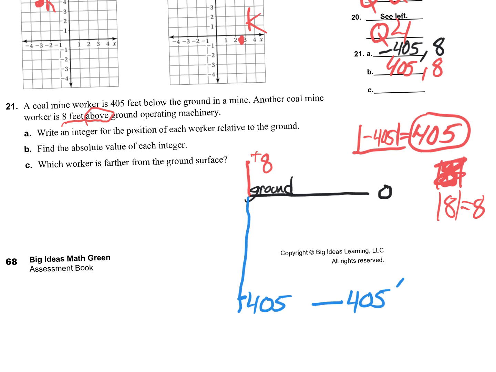Okay, last question. Which worker was farther from the ground surface? So if we look here, this worker is only 8 feet away, and this worker is 405 feet away. So I'm going to say that it was the negative 405 worker, or some people say the first worker.